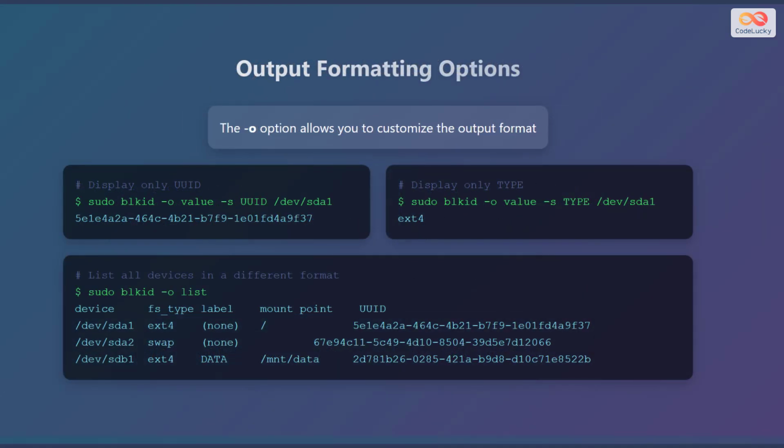The -o option allows you to customize the output format of the blkid command. For example, to display only the universally unique identifier, type sudo blkid -o value -s UUID, followed by the device path. To display only the file system type, type sudo blkid -o value -s TYPE, followed by the device path. The -o list option lists all devices in a different format. The columns displayed are device, file system type, label, mount point, and universally unique identifier.